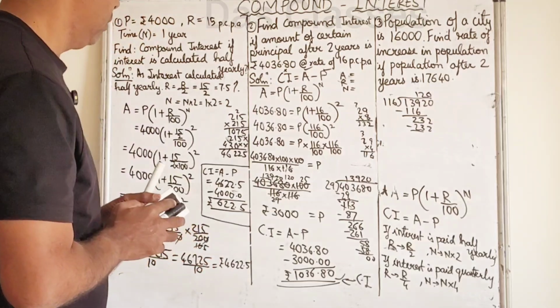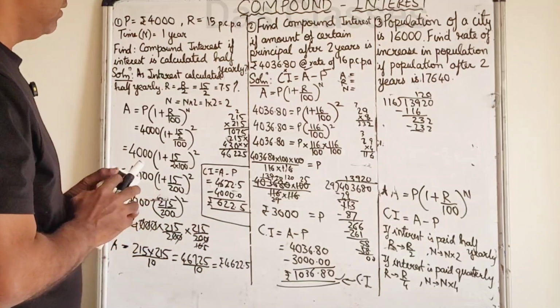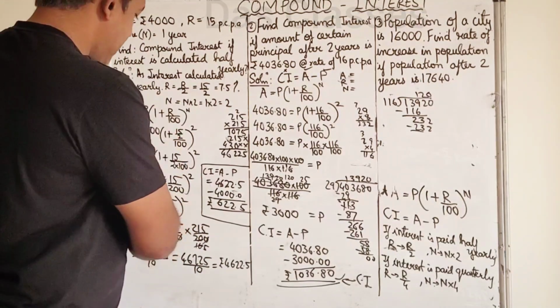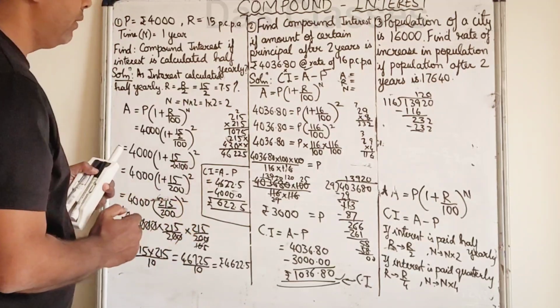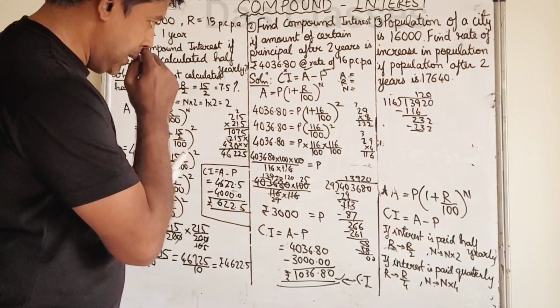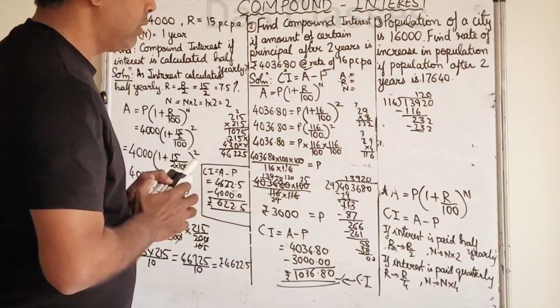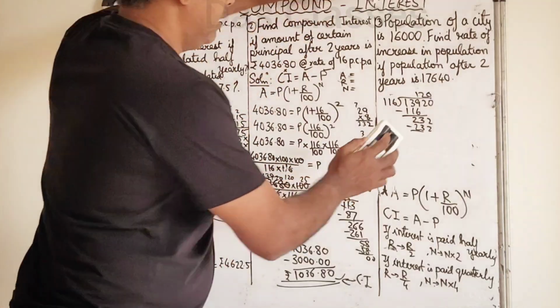So this is how we calculate the sum where it was not a direct sum. In this case, it was a direct sum where we had to find out the amount and then we found out the compound interest. In this sum, as you can see, the amount was given. We had to calculate the principal. Now let's see the third sum.